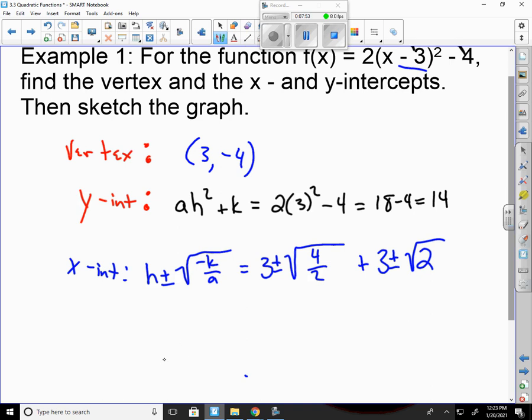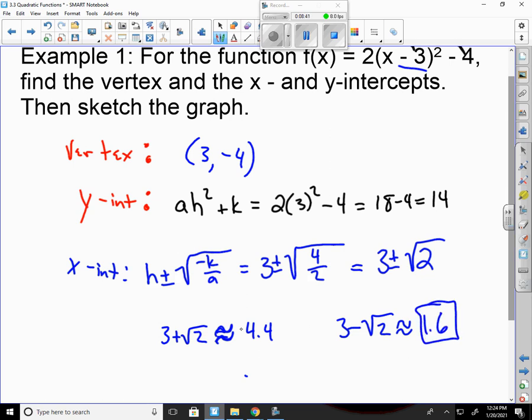Which means I have two answers. It means that I have 3 plus the square root of 2, which when I plug it in gives me approximately 4.4, and 3 minus the square root of 2, which is approximately 1.6. Those are my two answers.